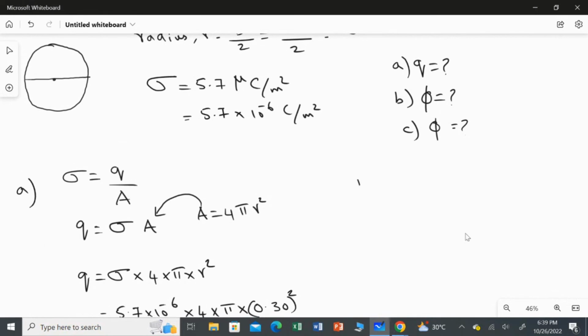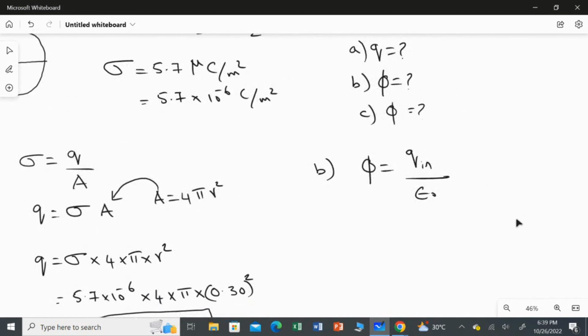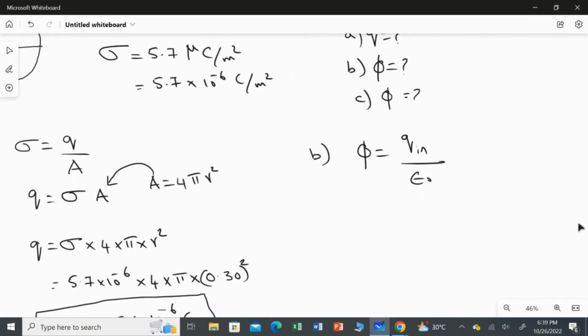Am I right or not? So I'm going to use the second part, because we have two formulas for the flux. What is the second part? The flux is equal to the charge enclosed in the Gaussian surface divided by the permittivity constant, epsilon naught, which is given. The value for epsilon naught is 8.85 multiplied by 10 to the power of -12.